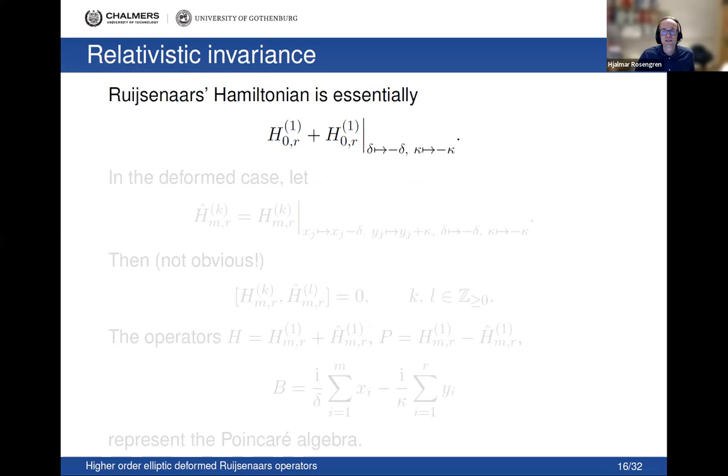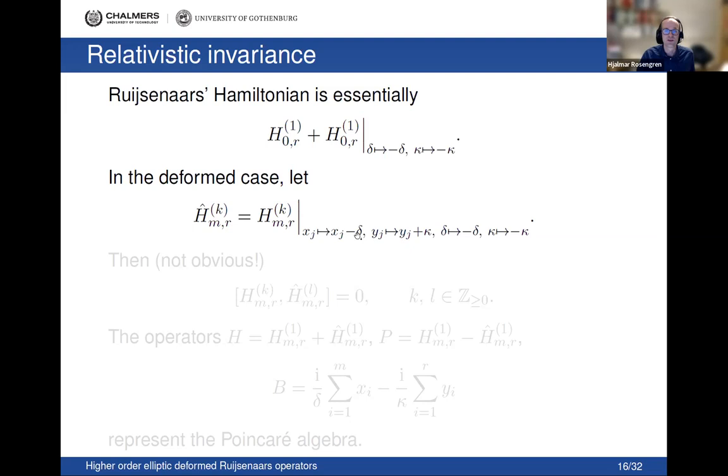So one is that we still have this relativistic invariance. You might recall that the Rosengren Hamiltonian is basically this Rosengren operator plus the same operator where you replace delta by minus delta and kappa by minus kappa. So in the deformed case, you do the same thing, but I also have to shift the variable somehow. But that's actually inessential. I could get rid of this by slightly redefining the operators. So you don't have to worry about that.